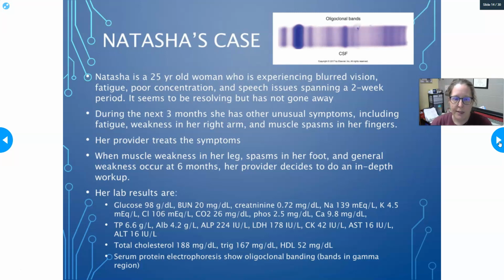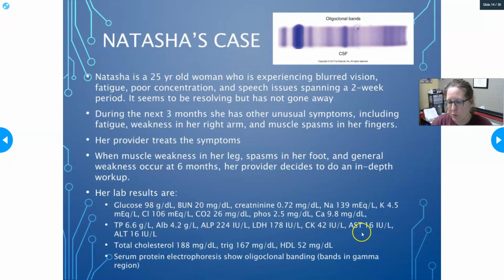When the muscle weakness in her legs, spasm in her foot, and general weakness occur at 6 months, her provider decides to do an in-depth workup. Her lab results: a normal glucose, BUN, creatinine, sodium, potassium, chloride, bicarb, phos, and calcium. Everything seems normal. Total protein looks good. Albumin looks good. Alkaline phosphatase is slightly up, but pretty good here. LDH looks normal, maybe slightly increased depending on your cutoff ranges.